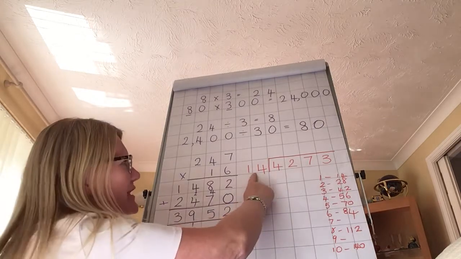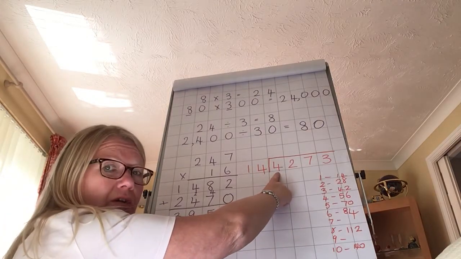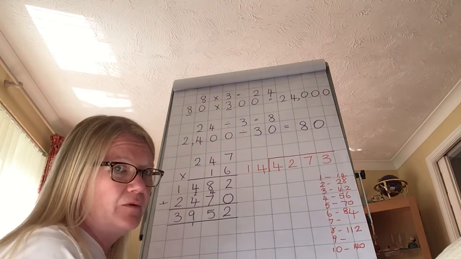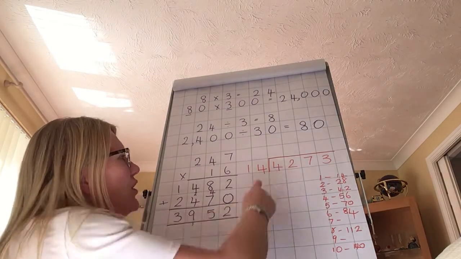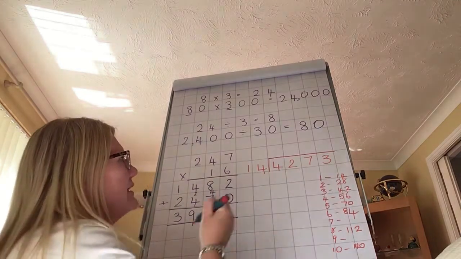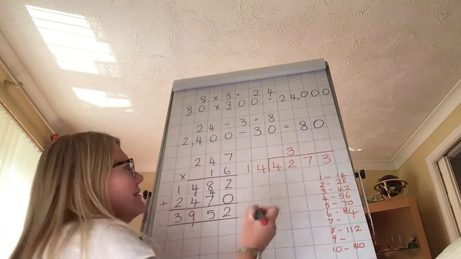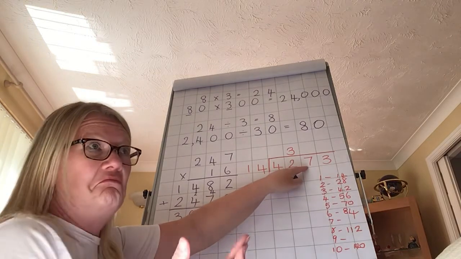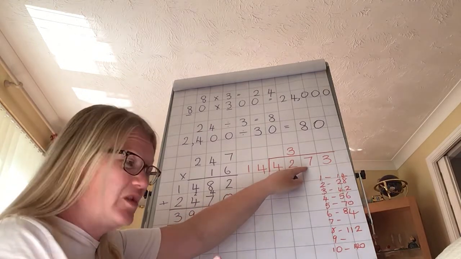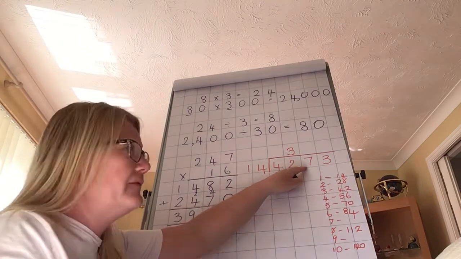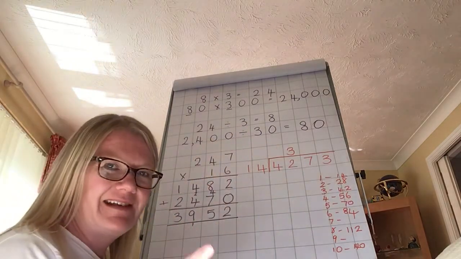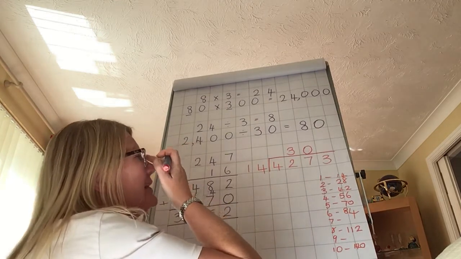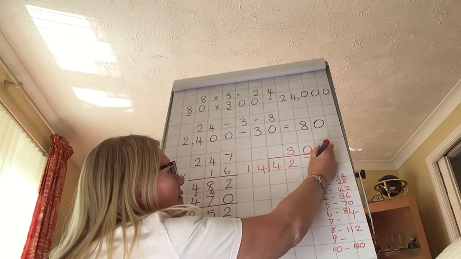Right, how many 14s are in 4? None. If I've got £4, I can't make any groups of 14, can I? How many 14s are in 42? Oh, look, 3 exactly. Excellent. How many 14s are in 7? None. If I've got £7 coins, I cannot make a group of 14. Don't forget your 0. Really important. Okay? And then I've got 7 left over.